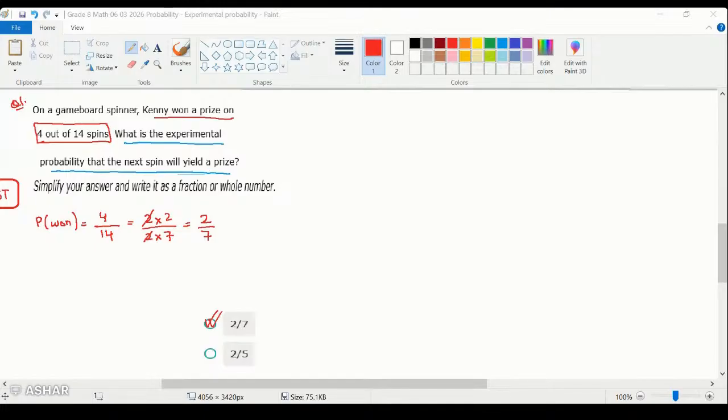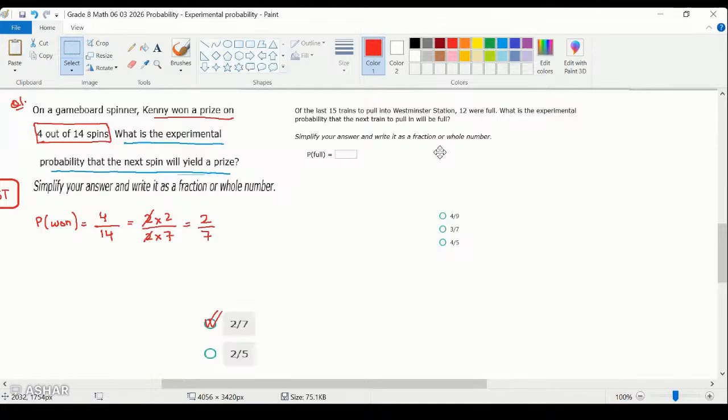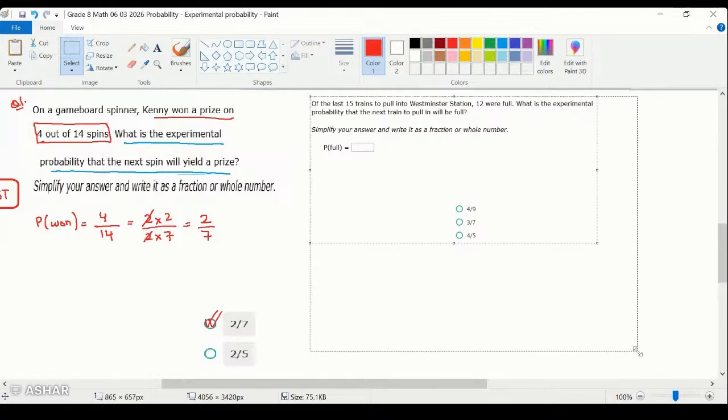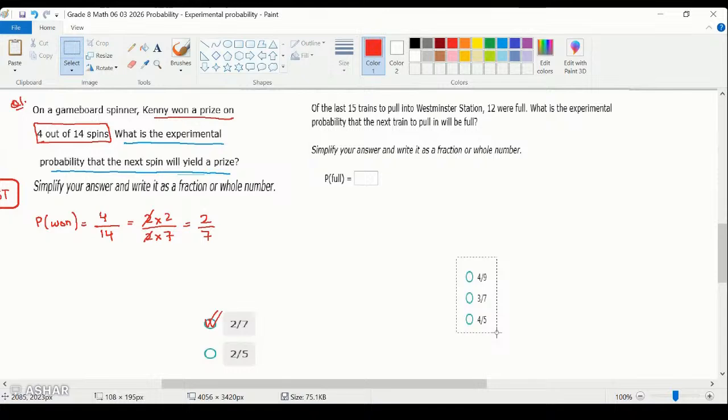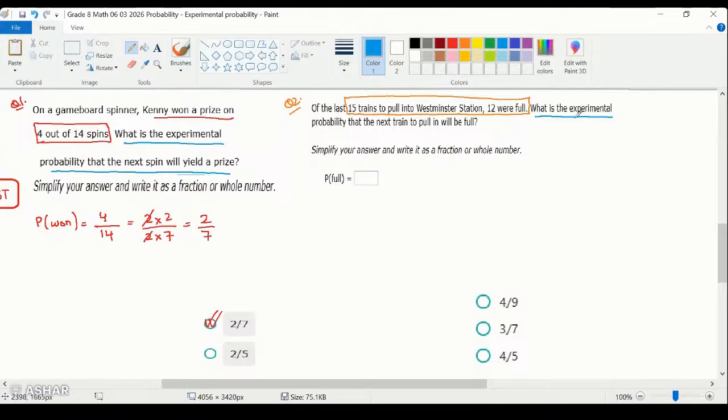For the next question, they're saying that there were 15 trains that pulled into a station. These are the probabilities given to us. This is question number 2 from the test. Of the last 15 trains to pull into Westminster Station, 12 were full. We need to find what is the experimental probability that the next train will be full. So what should be the answer for the train being full?